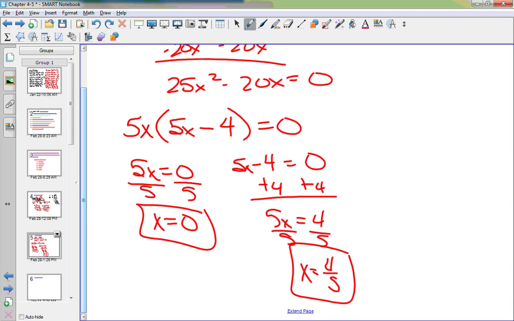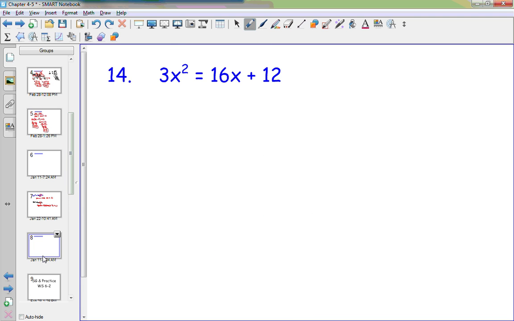What are these called? X-intercepts, what else? Answers, roots, zeros, factors. Okay, what do I do with this one?